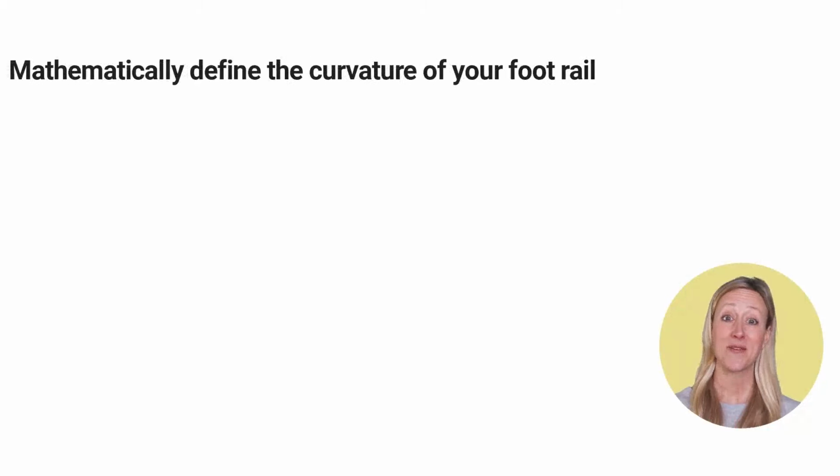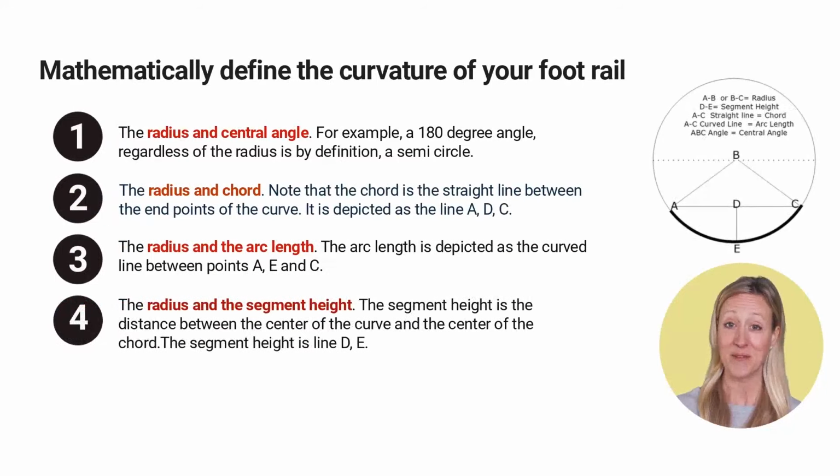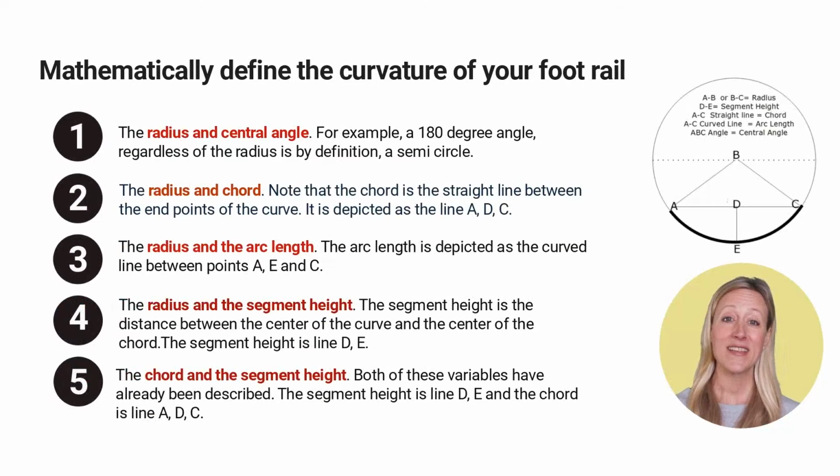Any one of these pairs of dimensions will mathematically define the curvature of your foot rail. Of course, the radius is the distance from the center of the full circle to any point on the curve. Number 1. The radius and central angle. For example, a 180-degree angle, regardless of the radius, is by definition a semicircle. The greater the radius, the longer the arc length will be.